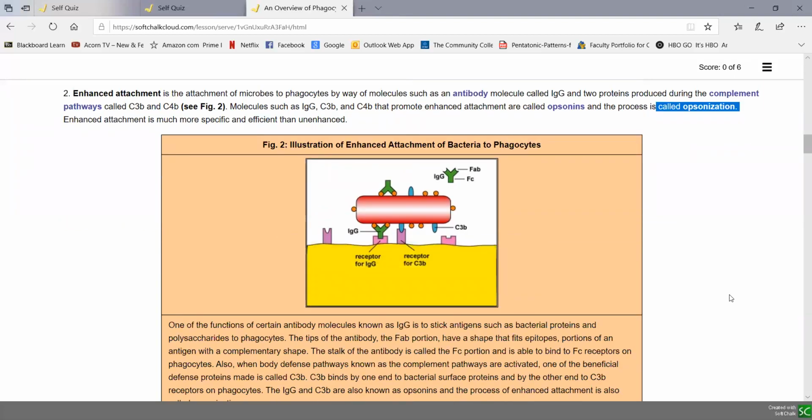So in Figure 2, we see both the antibody molecule IgG, shown in green, and the complement protein C3b sticking microbes to phagocytes for enhanced attachment.